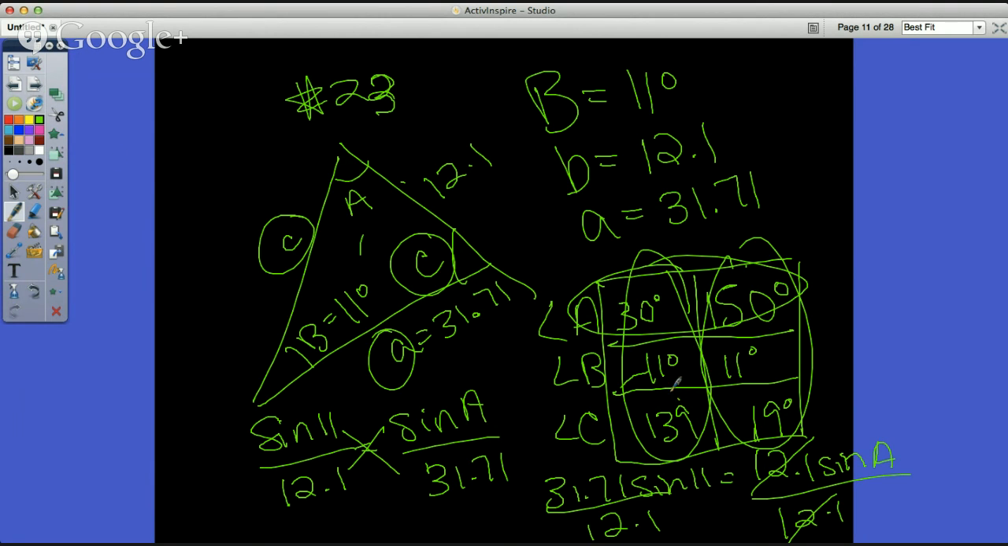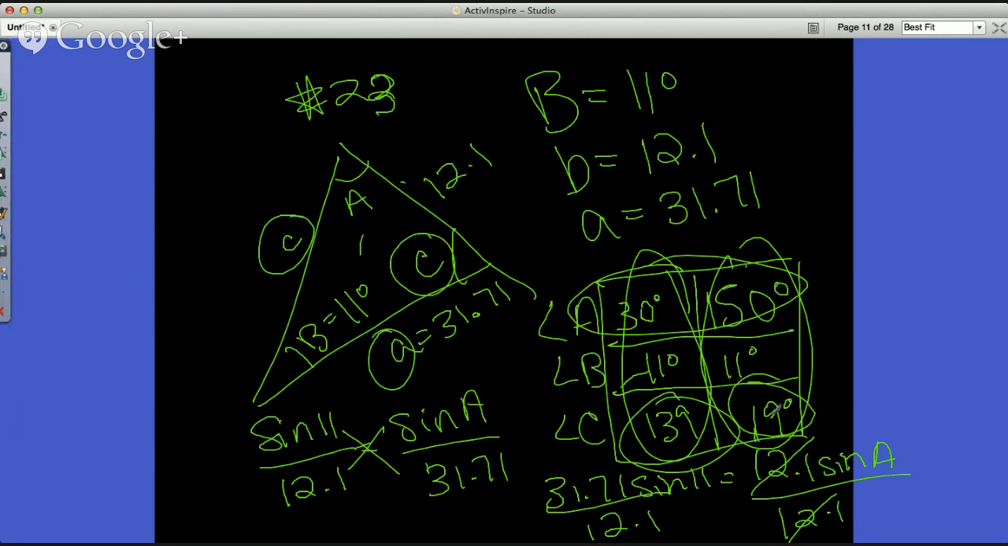All right? Now, again, how would I solve for side C on this triangle here? How many side C's would I have? 2, right? And I would use what? Law of sines, right? I could do sine of 11 over 12.1 equals sine of C over this side here. Okay, just do that twice.